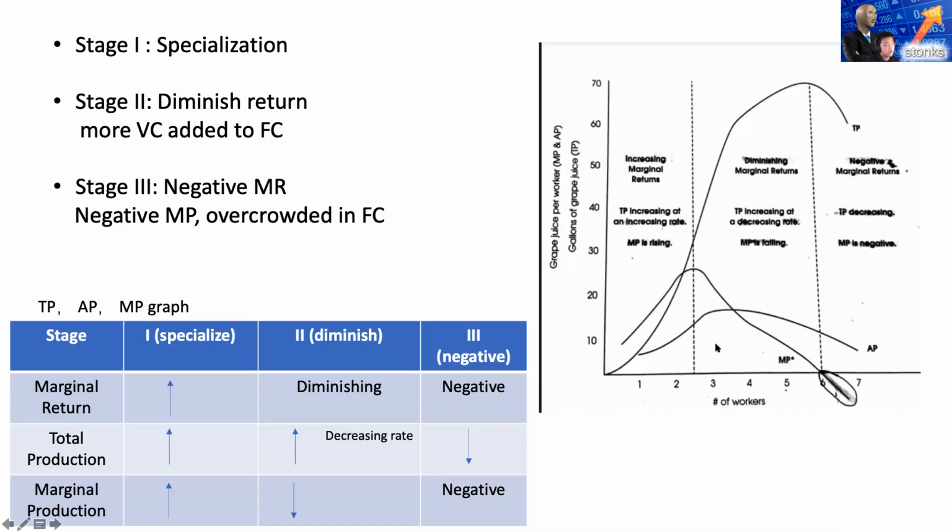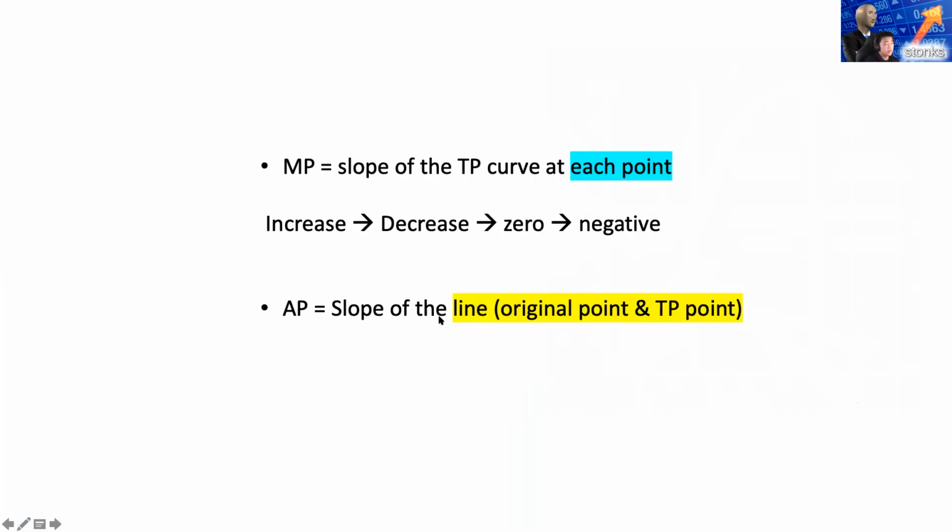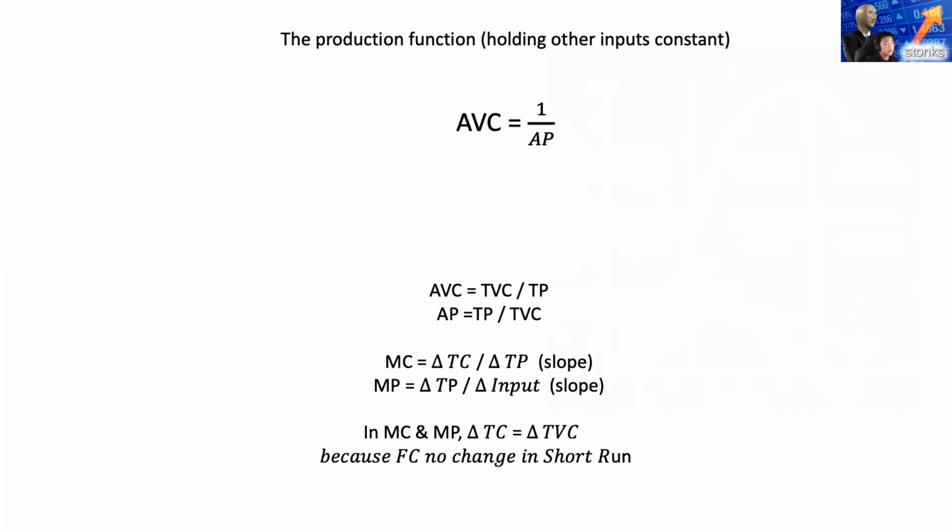And then for average product, we see it goes up and it starts to fall, and it eventually decreases. And marginal product is the slope of the total product curve at each point. And this is not something you'll find, and it's not that important. But if you want to take notes on it, you can.